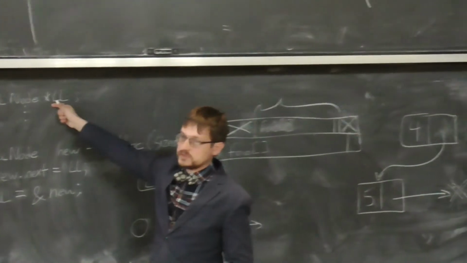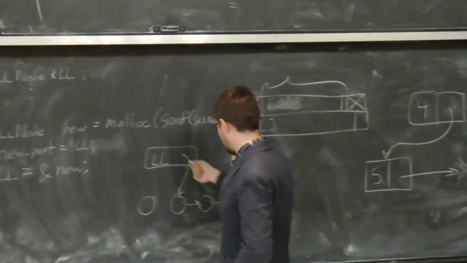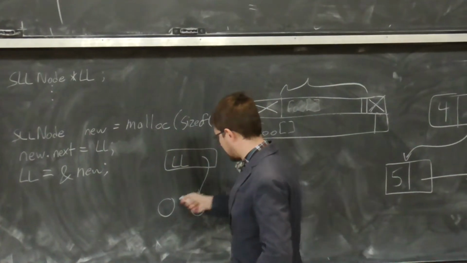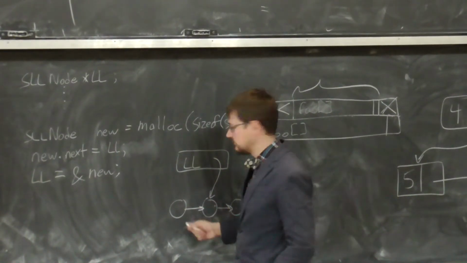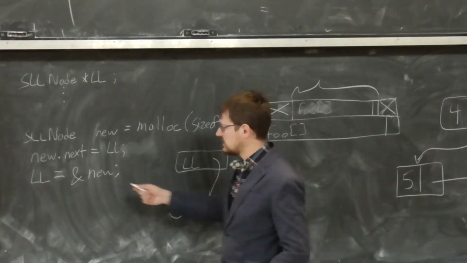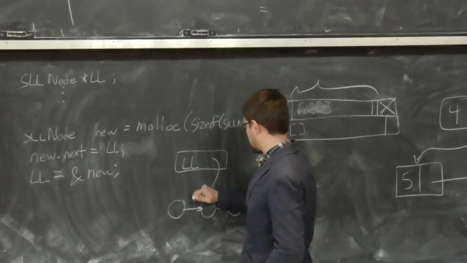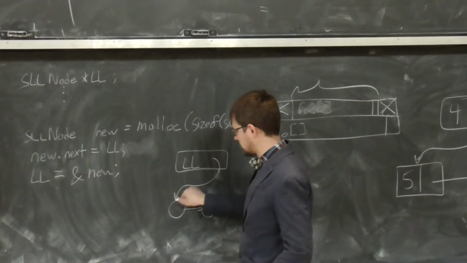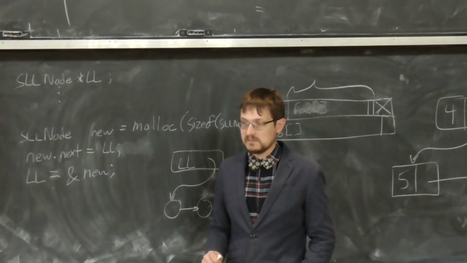No, it's already a pointer to a node, so you don't have to take the address. So you take the value of this pointer. You assign it here, so now this thing also points this way, right? Then you take the reference to the head node of the linked list, and you reassign it to the address of the new node, and that performs the expansion. Does that make sense?